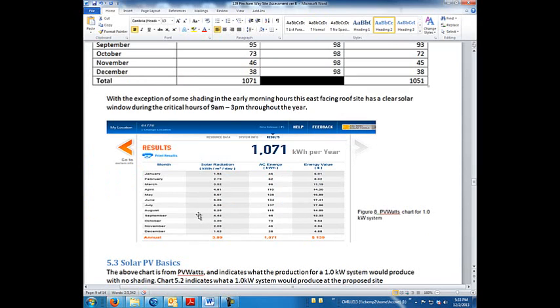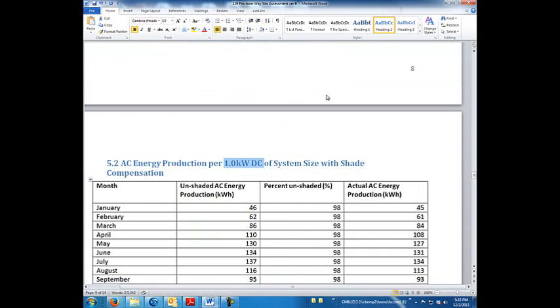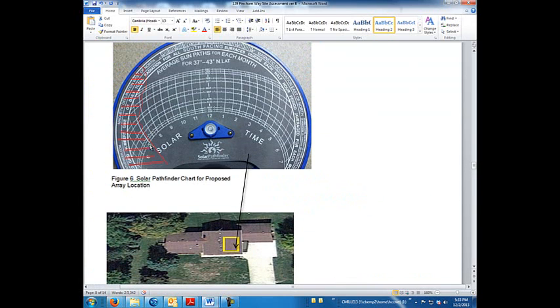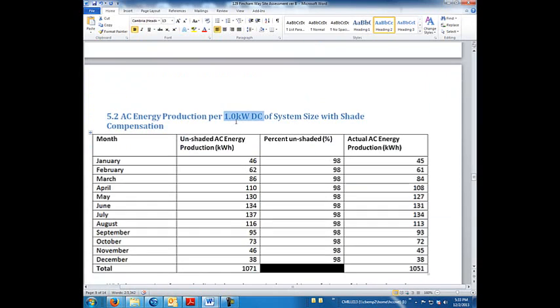I came up with that data and plugged it in right here, and notice that 98% correlates to that 2% shading that was here. In the very early morning, there's a little bit of shading by this tree here and some of this deck material that's here. That's where this 1 kilowatt comes in; it must be 1 kilowatt. The reason we use 1 kilowatt is that in residential PV systems, our base unit is 1 kilowatt.